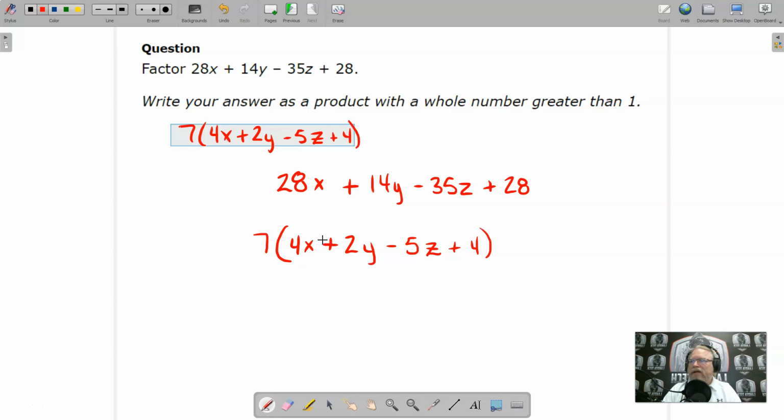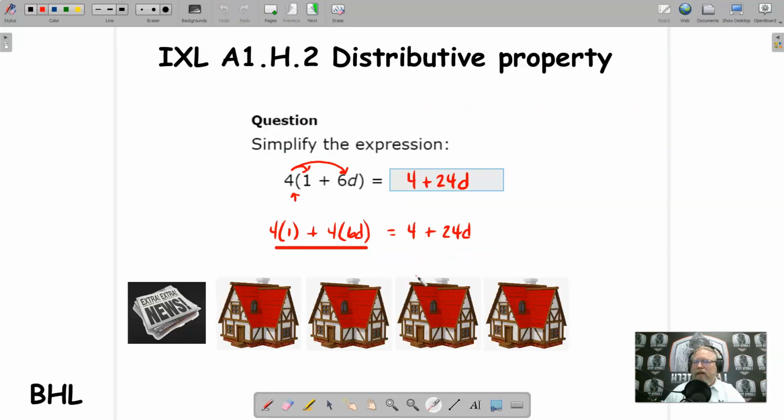All right. So those are all of my examples for IXL Activity A1.H.2 Distributive Property. Good luck with your activity.